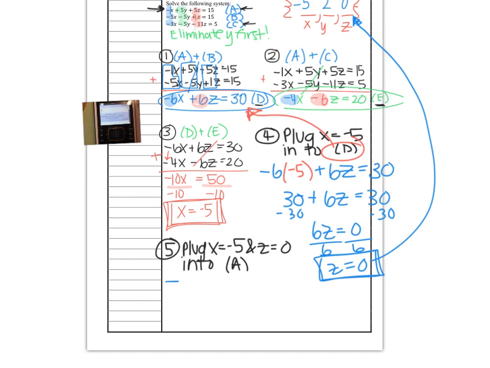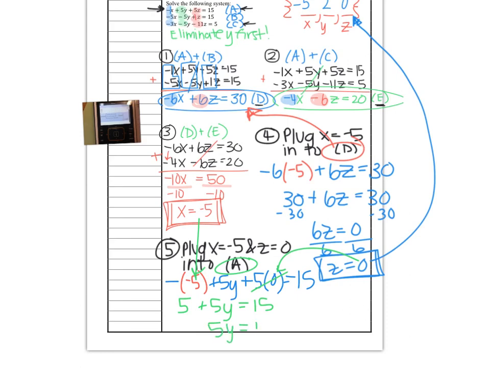Starts again with a negative, and then our x value is negative 5. And then plus 5y, which we don't have yet. And then plus 5z, which we do have, times our z value, which was 0, and then equals 15. Okay, so my red x came here, my blue z came here, plugging into equation A from way back up top. All right, so we've got positive 5, because negative negative turns positive, plus 5y. This is just going to cancel because it's a 0, and then equals 15. I'm going to subtract the 5, so we have 5y equals 10. And then divide by 5, and that gives us y equals 2.